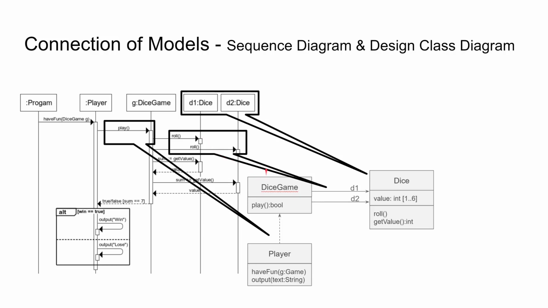We also know that the dice game, as it has a relationship with dice, can be the one that sends messages to the dice. In this case, we know that the player does not have a relationship to the dice, so we cannot have messages in the sequence diagram from the player object to dice objects, because there is no way for the player to know about the dice.